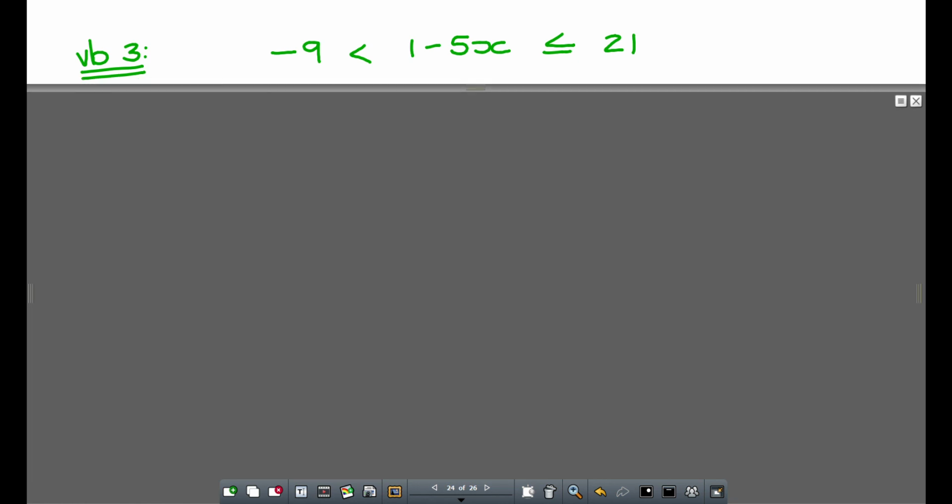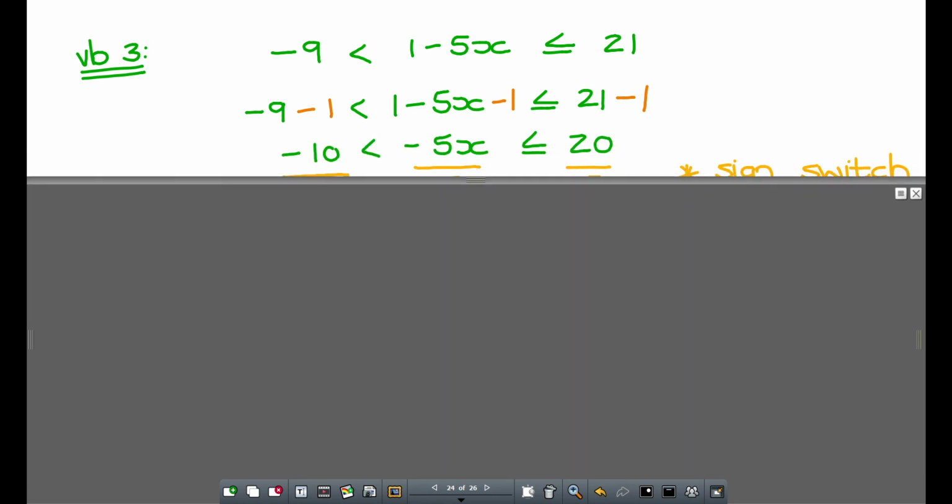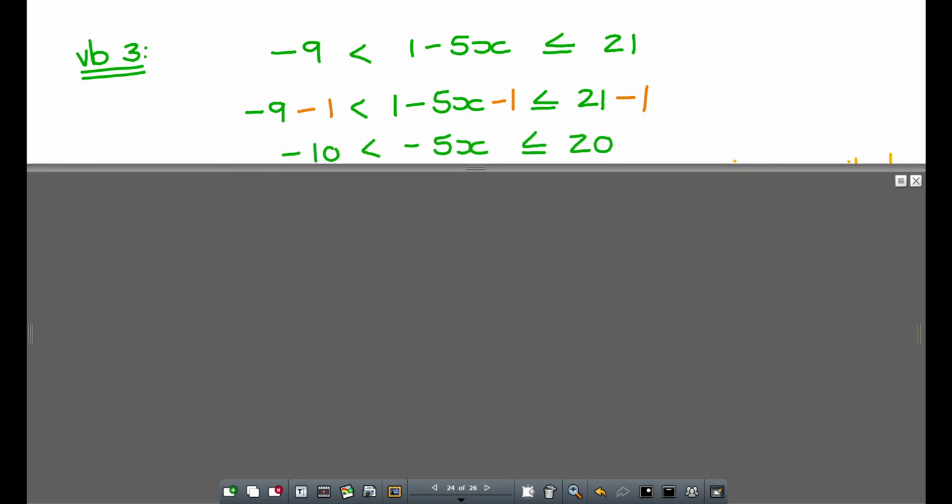So I first wanted to get rid of that 1. Nee. Okay, so how do I get rid of 1? I'm going to say minus 1 everywhere. Nee? By al 3 dele. As ek dit vereenvoudig, dan gaan ek kry minus 10 kleiner as minus 5x en kleiner en gelyk aan 20. Okay. Wie het dit gehad? Most of you should have that one.